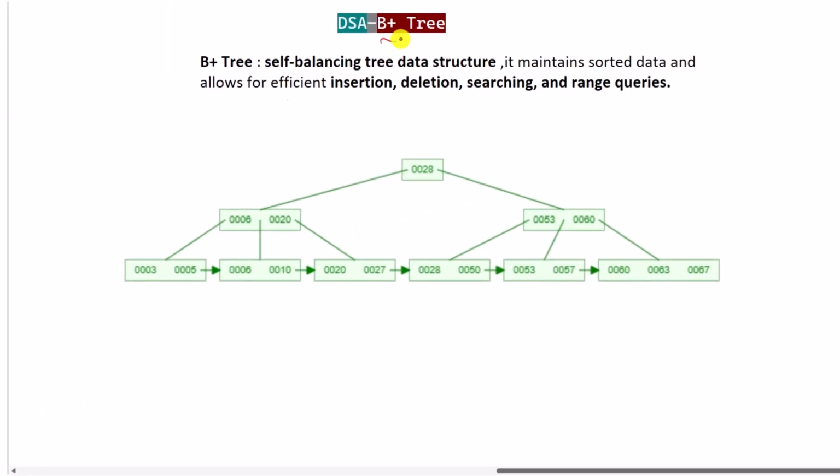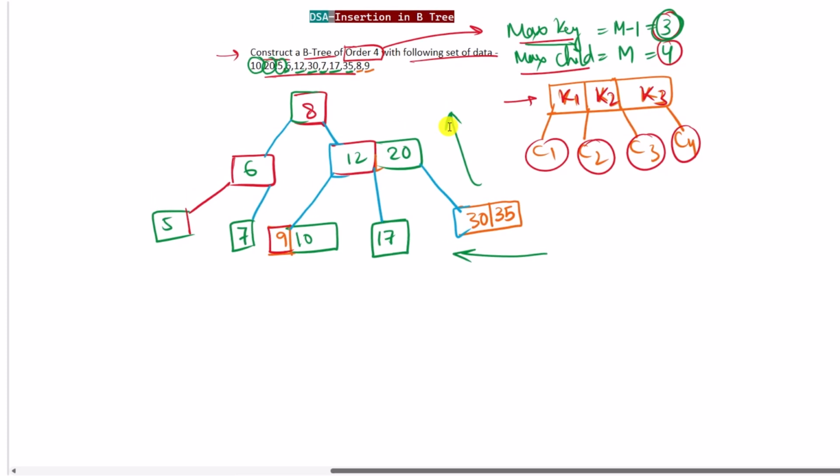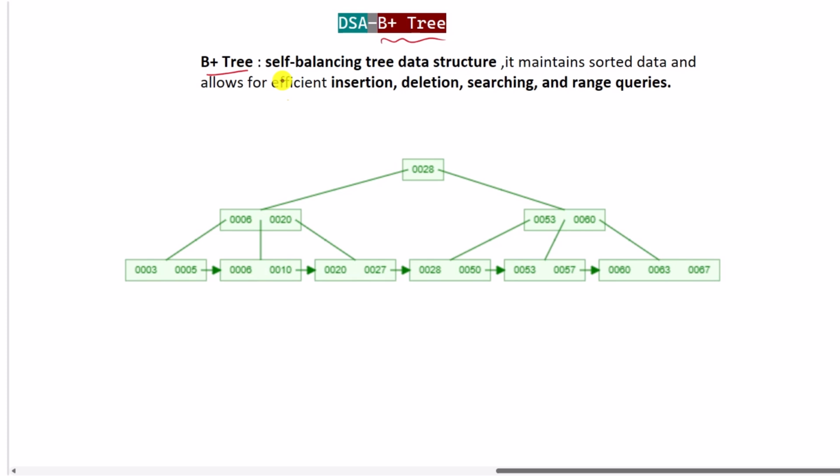So let's just talk about the B plus tree. The B plus tree is similar to the B tree. We have talked about the B tree earlier, and you can check that video for better understanding. This B plus tree is also a self-balancing tree data structure.